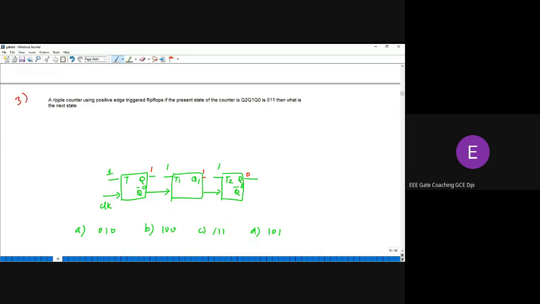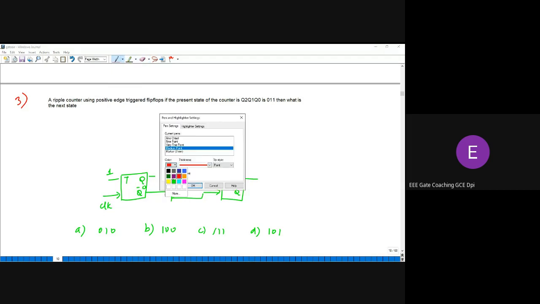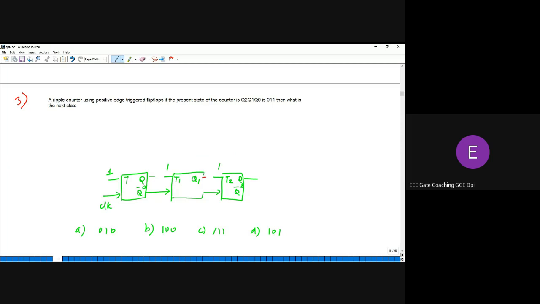Third problem. A ripple counter using positive edge triggered flip flop. If the present state of Q2, Q1, Q0 is 0, 1, 1, then what is the next state? Okay. So this is your diagram. These are your options.